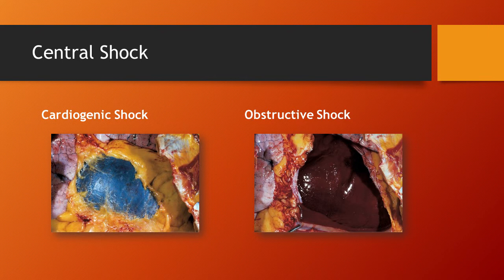Obstruction of either the superior or inferior vena cava decreases cardiac output as it decreases venous return. And a large pulmonary embolus or a tension pneumothorax may prevent adequate blood flow through the lungs, resulting in inadequate venous return to the left side of the heart.